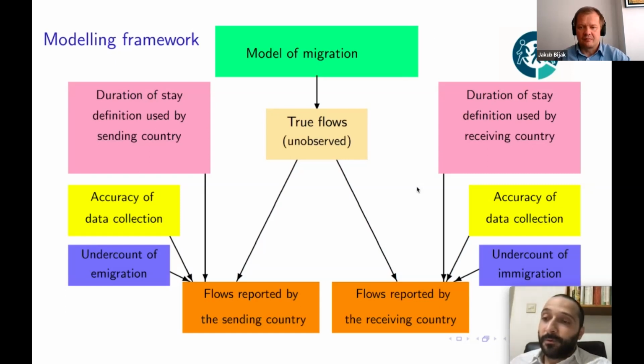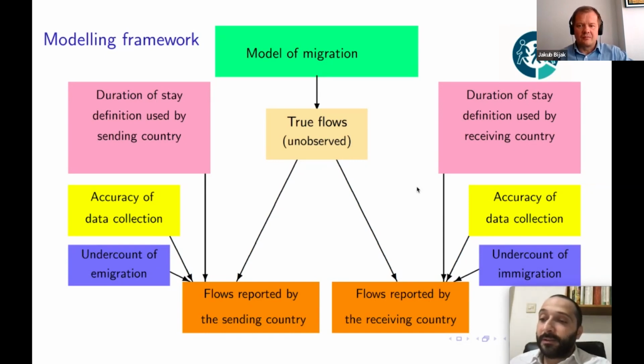For example, the definition of migration used by the reporting country, the extent of the undercount in the reporting of the flow. Those two are both bias-inducing factors. The level of accuracy of the data collection method used by the reporting country, which we assume excellent, good, and low. This is a variance-inducing factor, and sampling variability in the reported data, which is also a variance-inducing factor.